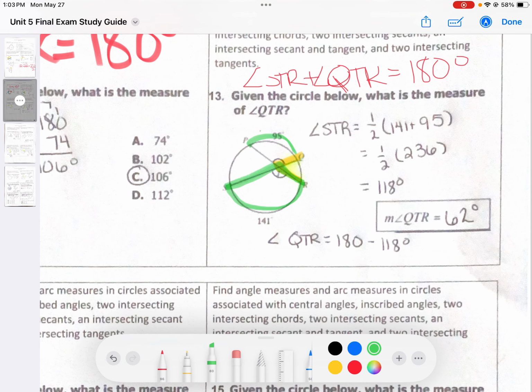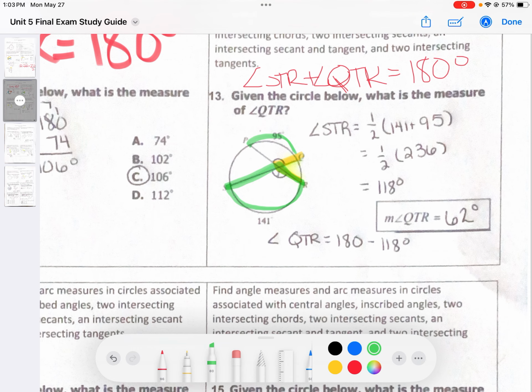STR and QTR form a straight line, which we know is 180 degrees. So I first figured out the angle measurement STR. Remember, these are two chords that are meeting inside of a circle. You will have a formula sheet, but if you don't know what's happening, that formula sheet won't be helpful.